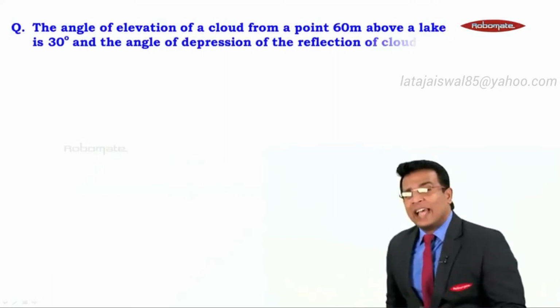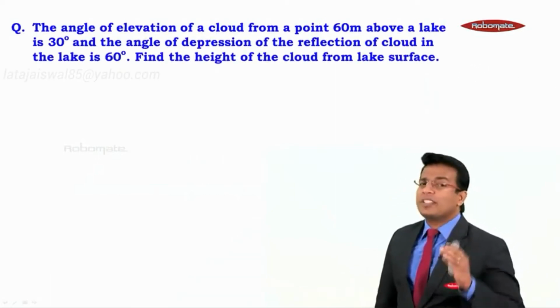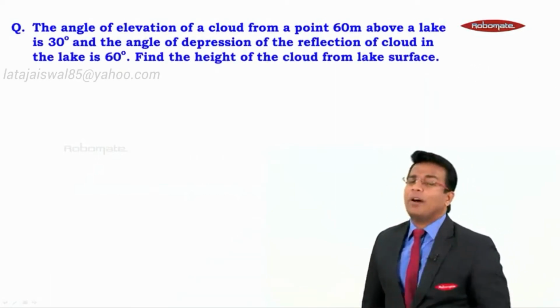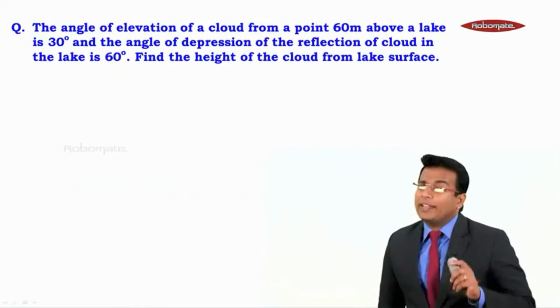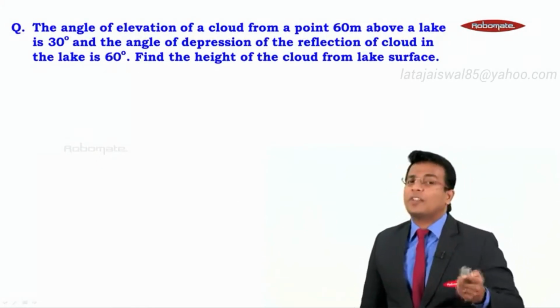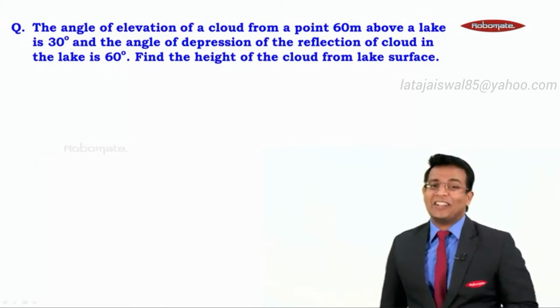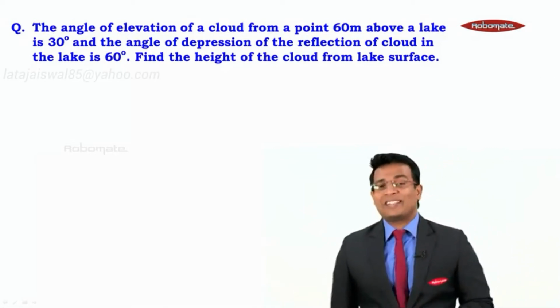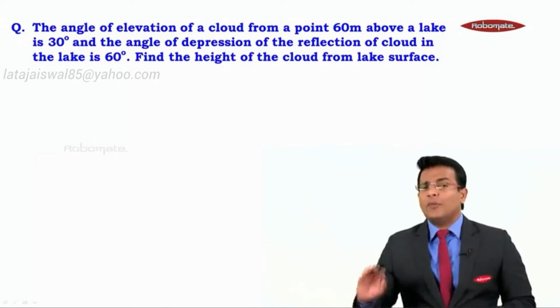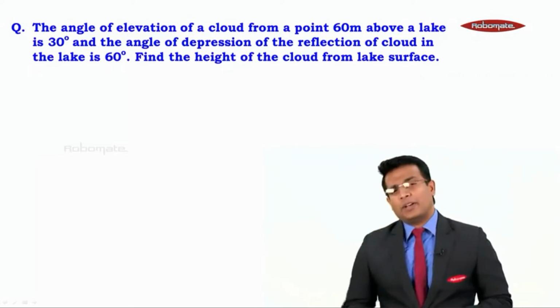The sum says that the angle of elevation of a cloud from a point 60 meter above a lake is 30 degree. And the angle of depression of the reflection of the cloud in the lake is 60 degree. Find the height of the cloud from the lake surface. Now, beautiful sum. Very important how we draw this particular figure.